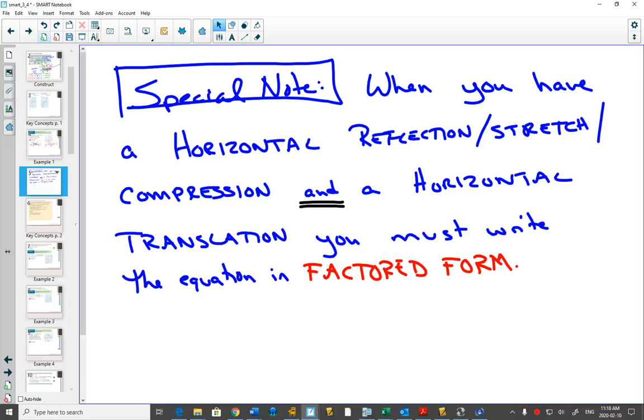So many times that one year I had a student who put a reminder into their phone for 10 p.m. every night. And the reminder came up. Remember, when you have a horizontal reflection, stretch, compression, and a horizontal translation, you have to write it in factored form. Because sometimes they say you need to hear something or do something 7 times before you really know it. And if you just see it once in your notes, it's not until we go over this 7 times will you start not making that mistake. So they decided to put a reminder in their phone all semester long.